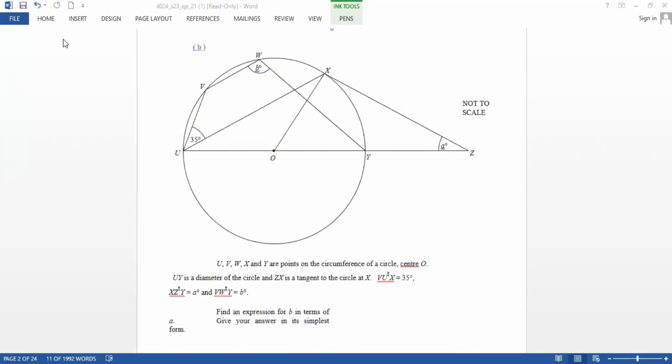As we know that XZ is a tangent, and this is the radius. So any line that touches from the center of the circle to the tangent makes 90 degrees. We know that this is 90 degrees, this is A. So this will be 90 minus A.